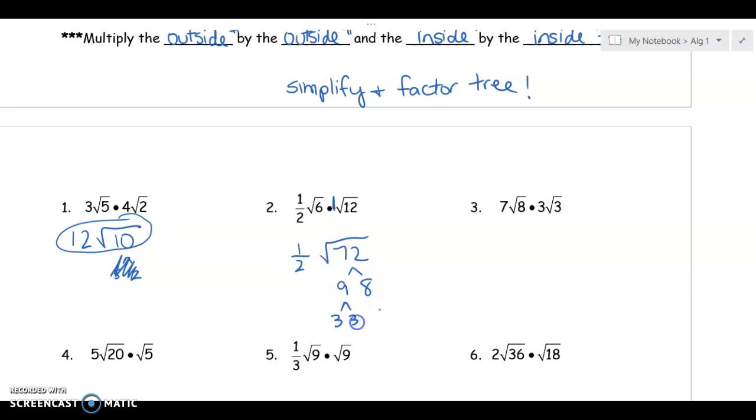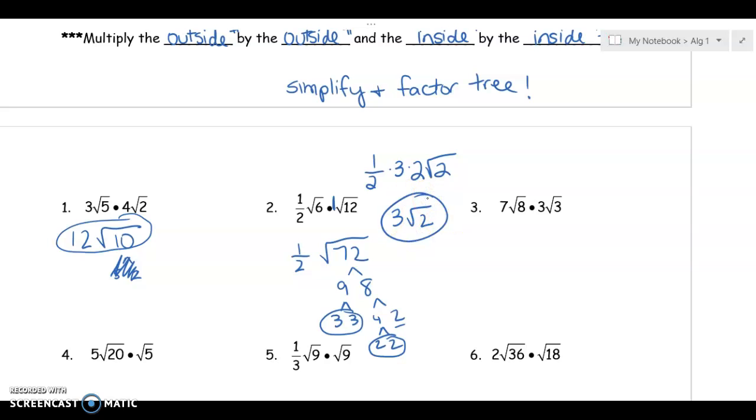All right, so I'm going to break down the 9 to 3 times 3, the 4 to 2 times 2. So I break down to a bunch of 2's and 3's. I'm going to circle my pairs, and then I have a leftover 2. The pairs go outside with the 1/2, so I'm going to have 1/2 times 3 times 2, and then I have a leftover 2 that stays under the radical. Half of 6, you'll get 3 root 2. All right, so you're just multiplying and then doing your factor tree stuff that we've already learned how to do.